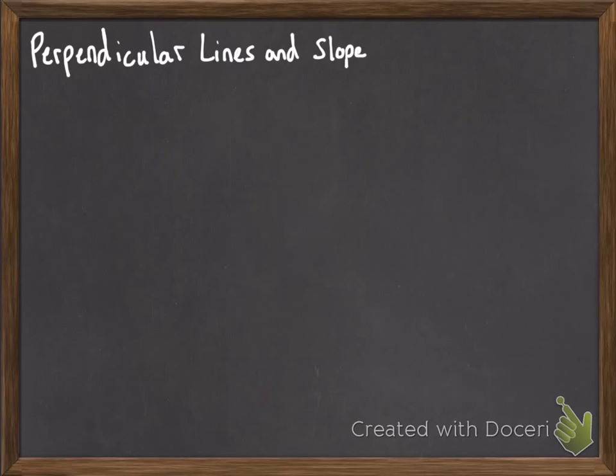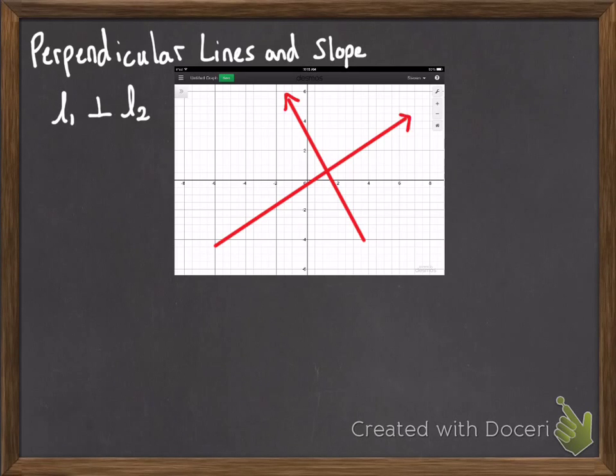Let us now talk about perpendicular lines and slope. For perpendicular lines, the notation is an upside down T. Again, what that means is that your two lines cross at a 90-degree angle. Now the relationship of perpendicular lines and slope is a little bit more complicated than it is for parallel lines. First off, they're definitely not the same.